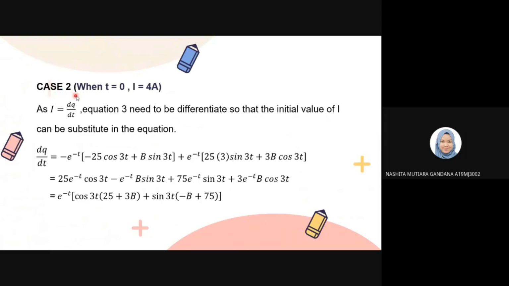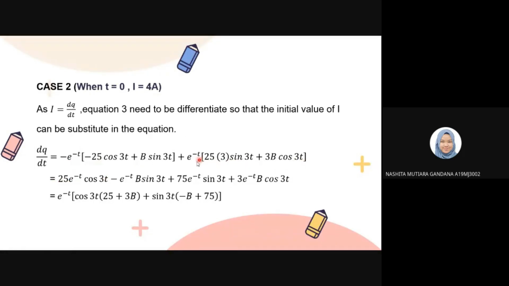Next, for the second case, where the value of current is 4 ampere, as I equal to dq over dt, equation 3 needs to be differentiated so that the initial value of I can be substituted into the equation. So we differentiate the equation, dq over dt, into this: negative e to the power of negative t times negative 25 cos 3t plus B sin 3t, plus e to the power of negative t times 25 times 3 sin 3t plus 3B cos 3t.